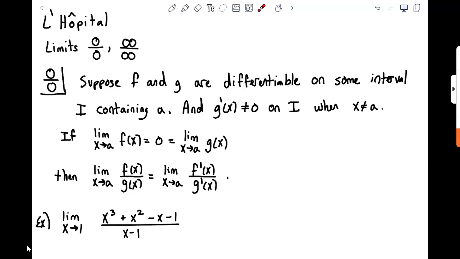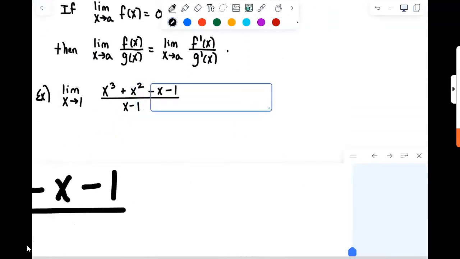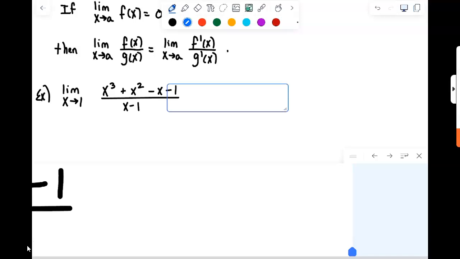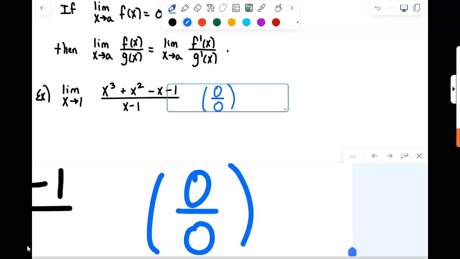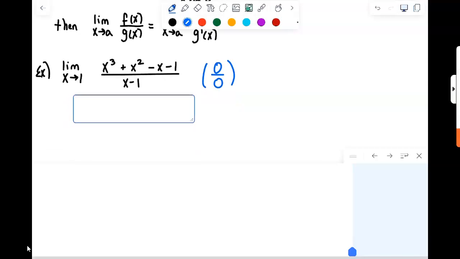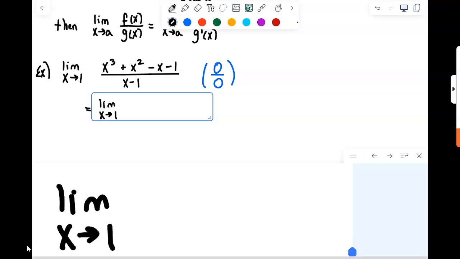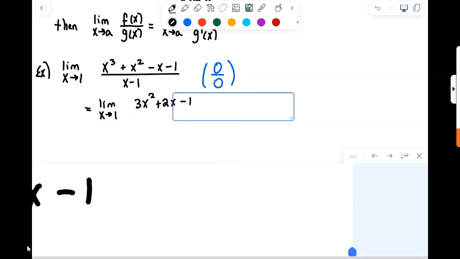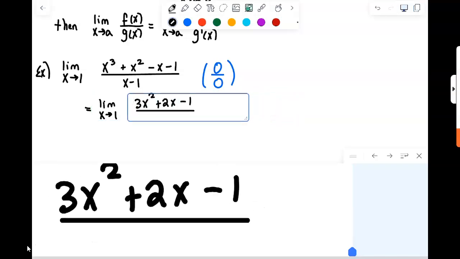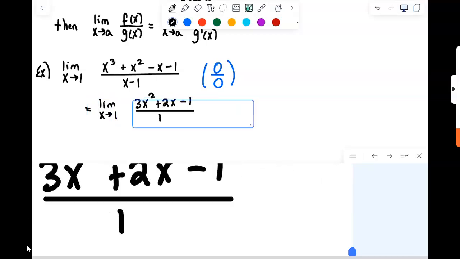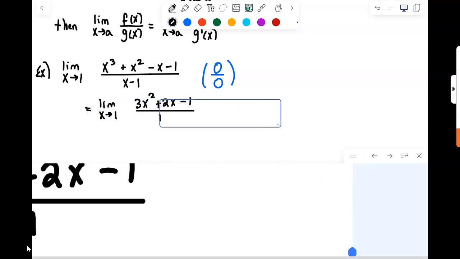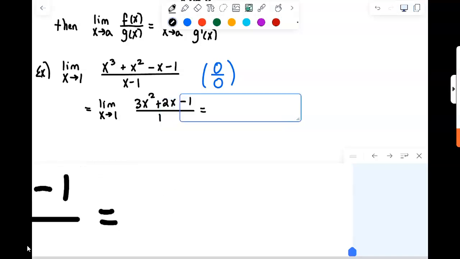But here we're just going to directly first recognize that, hey, this is a 0 over 0 limit. Right? This is a limit involving 0 over 0. So we apply L'Hopital's rule and say, since both top and bottom are going to 0, we can now apply L'Hopital's rule: take the derivative of the top, 3x squared plus 2x minus 1, and take the derivative of the bottom. And now we have a limit that no longer involves 0 over 0. So we can just evaluate it.